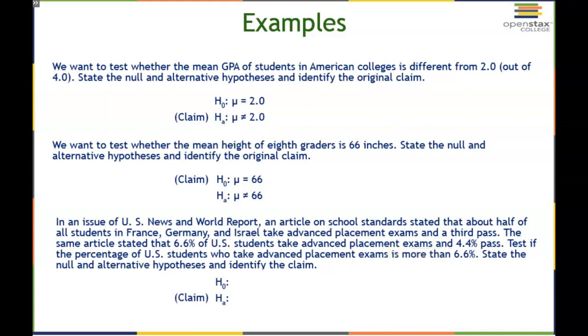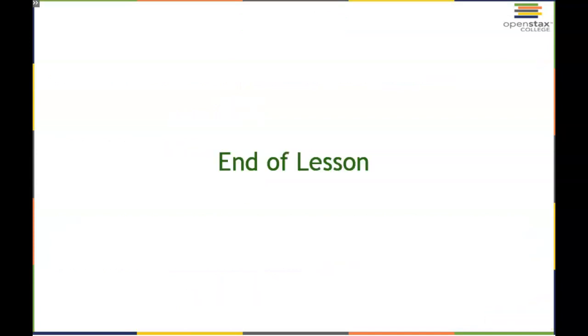So we know our HA is P is greater than 0.066. Now our H0 has to be the complete opposite of greater than. And therefore its symbol will be less than or equal to. So our H0 is P is less than or equal to 0.066. Our HA is P is greater than 0.066, and our claim is an HA. You've reached the end of this lesson.